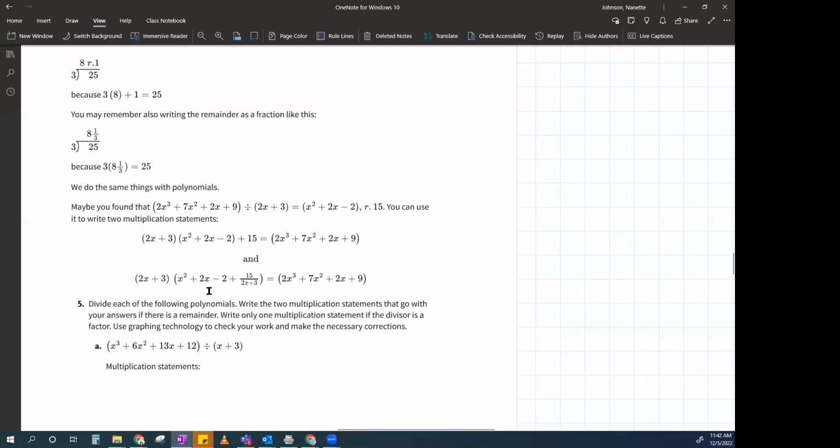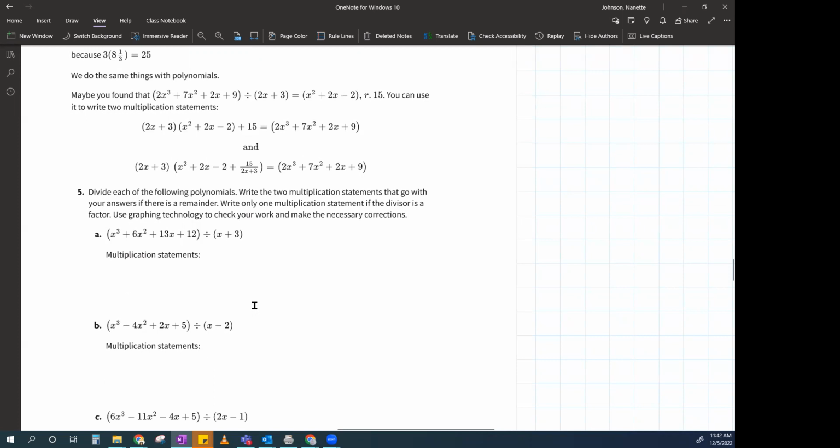Or you can add it like this. Now this one looks funny. So here's my divisor, there's my divisor. Here's x squared plus 2x minus 2, x squared plus 2x minus 2. Now, where did this guy come from? Where did this guy come from? Now, you're going to use your amazing skills, and you're looking for, where did that 15 come from? And you're like, oh, that's the remainder. Wait, where did that 2x plus 3 come from? And you're like, oh, that's the divisor. It became my denominator. So you are now ready to do everything.